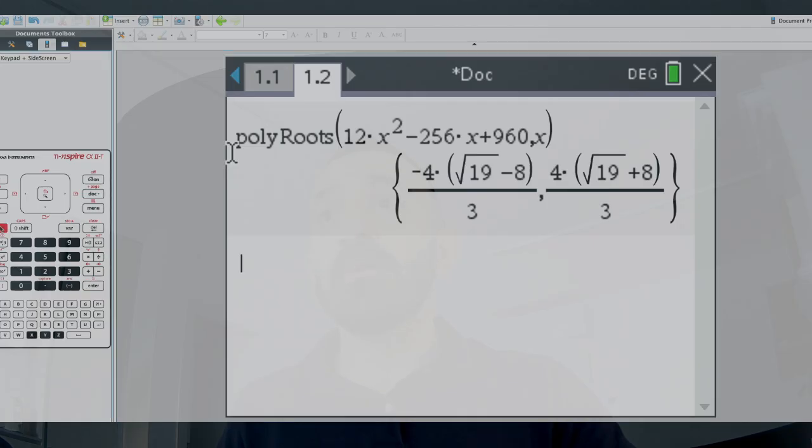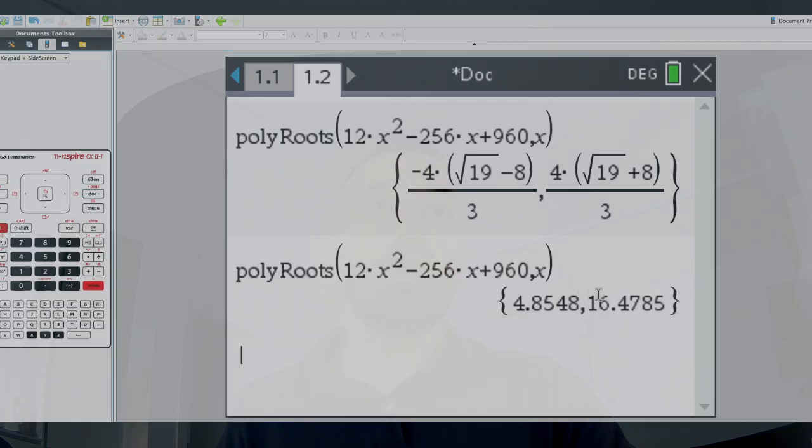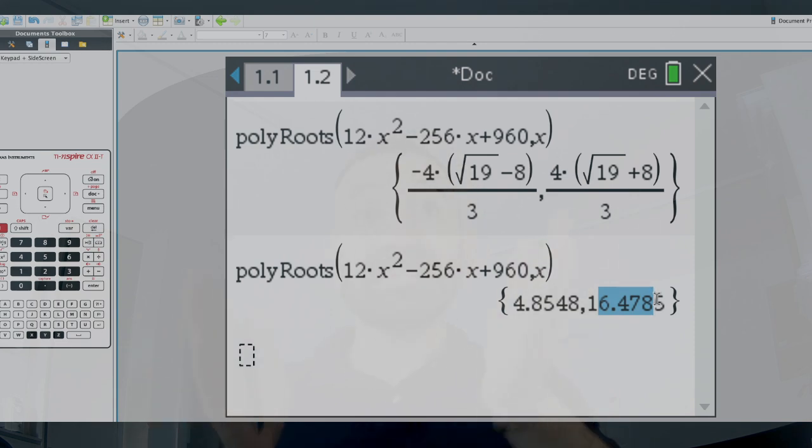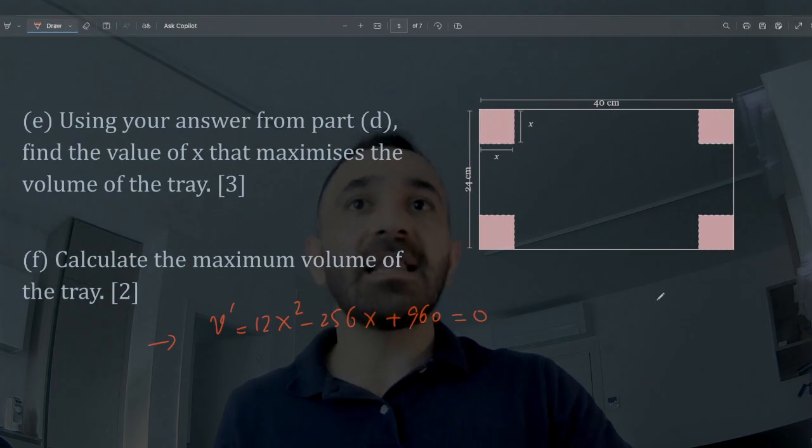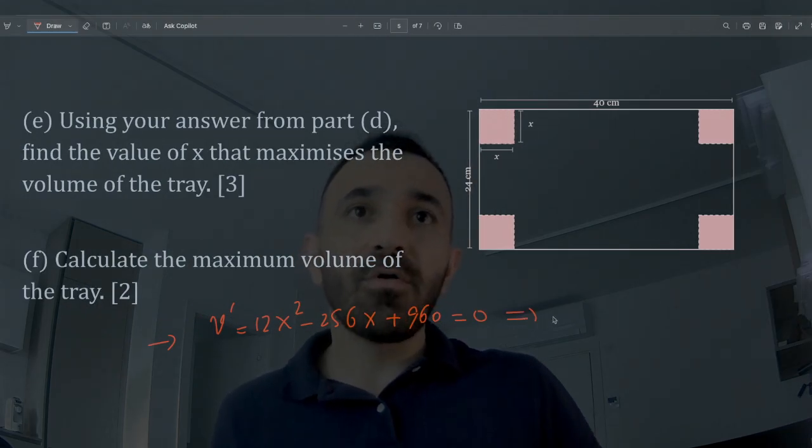Let me put control enter. So these two answers, 4.85 and 16.48, they make my function's derivative zero, they are the maximum or minimum point of my function. However, 16 is definitely not acceptable because it's not within the range. You remember that we said x has to be between 0 and 12. So 16 is not acceptable. 4.85 is the right answer. So x equals 4.85.